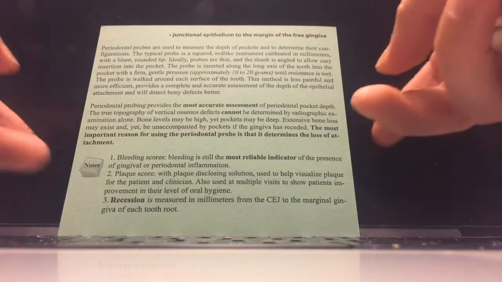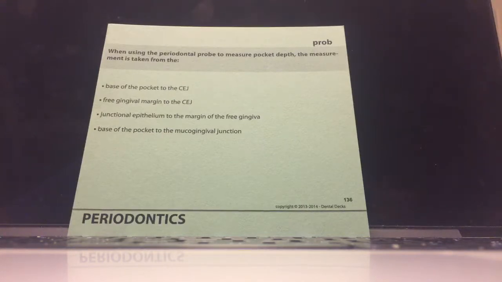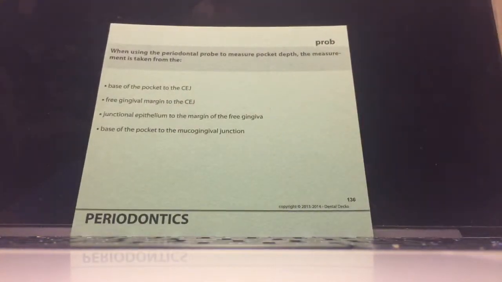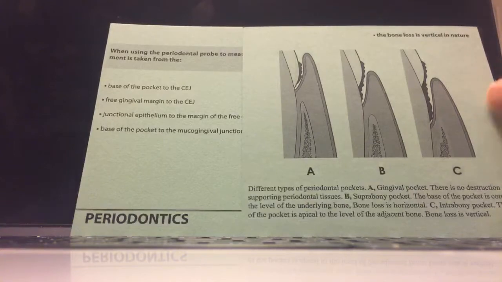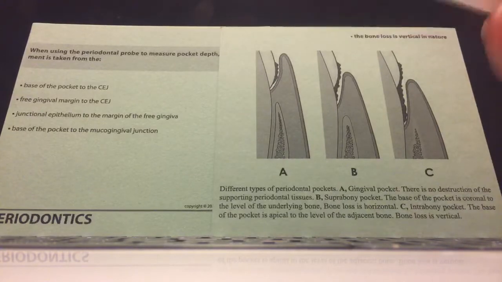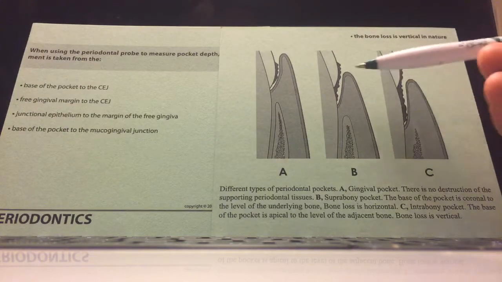So, to see it again, when you're using the periodontal probe to measure the pocket depth, the measurement will be taken from the junctional epithelium. Let's see that image that we saw earlier. From the junctional epithelium, from here to the margin of the free gingiva, junctional epithelium.